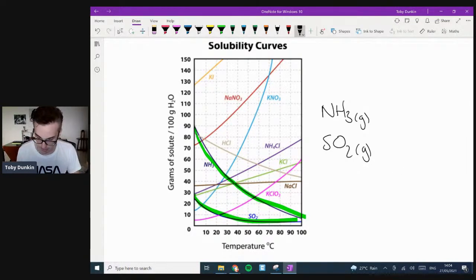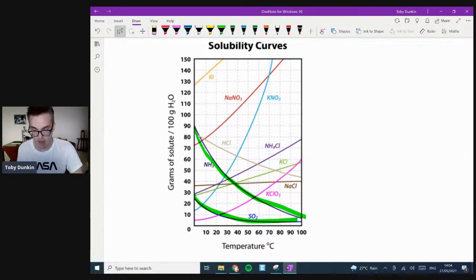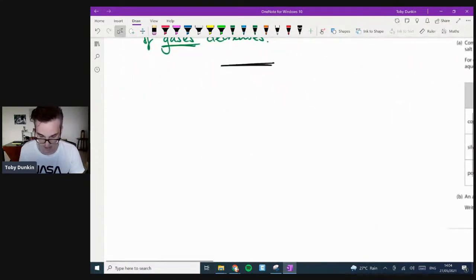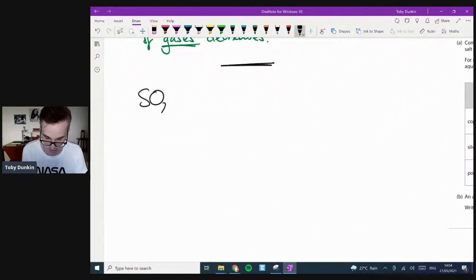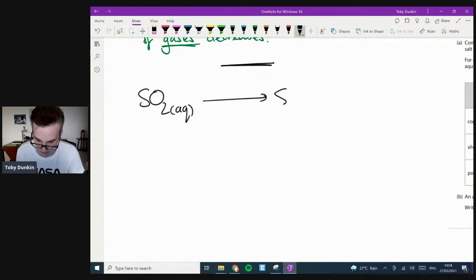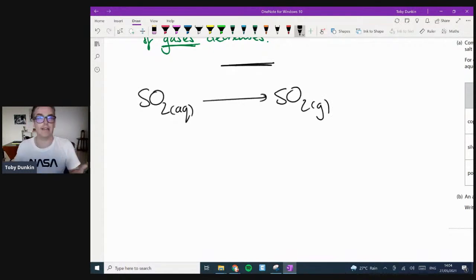By the way, what's happening, if you want the equation for this, I'm going to draw it: this would be SO2 aqueous, and we heat it, and you get SO2 gas. So all that's happening is a state change. We're driving the gases out at the higher temperature, whereas it's the exact opposite for our salts. If you increase the temperature, the salts increase in their solubility.